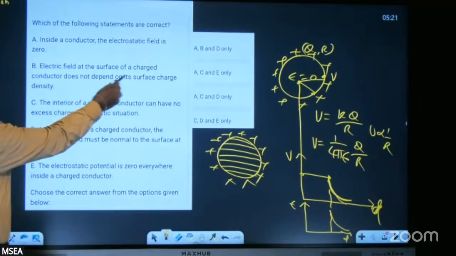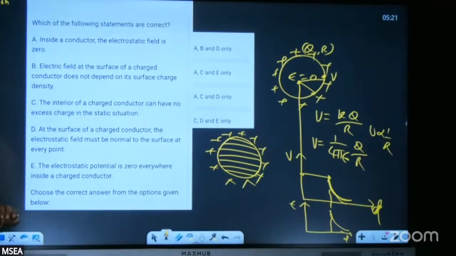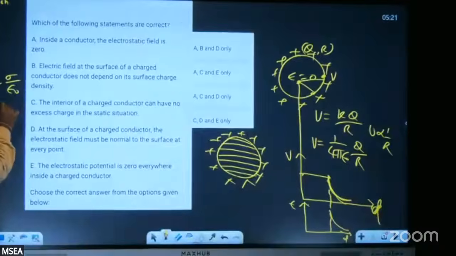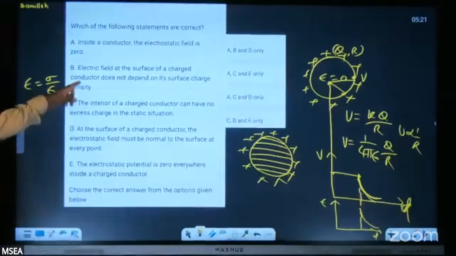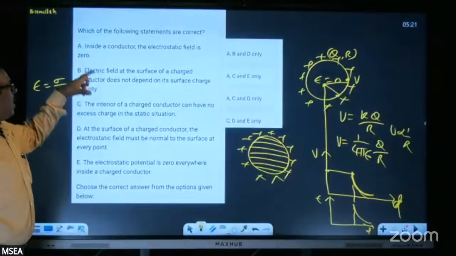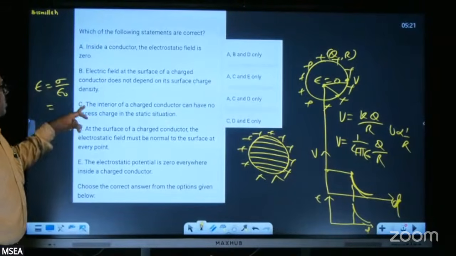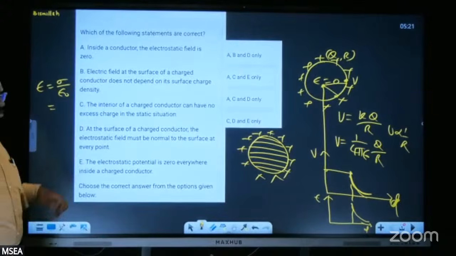Right. Next: electric field at the surface of a charged conductor does not depend on the surface charge density. No, this is wrong. Electric field intensity is equal to sigma by epsilon naught, so it depends on surface charge density. That's why this is the wrong option. Okay. So A is correct, B is wrong.